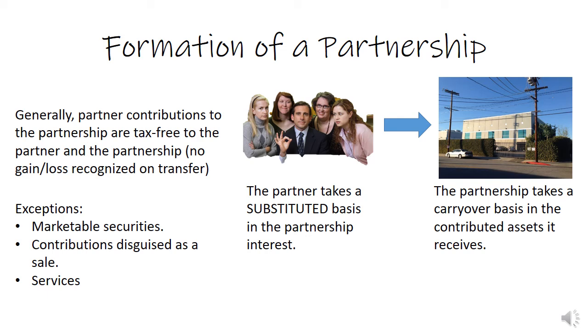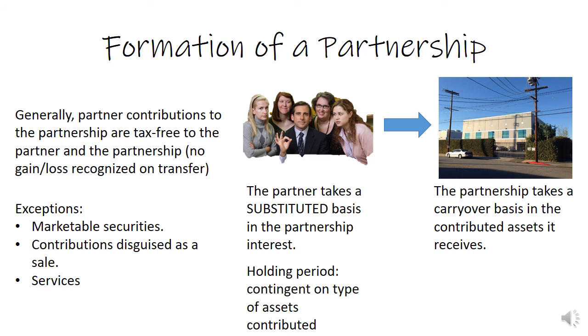If a partner contributes property and then sells it immediately thereafter, the IRS will think it's actually a sale, in which case they'll hit the partner for the immediate gain treatment. And finally, services. As we saw with our corporations, contribution of services are generally compensated as ordinary income.